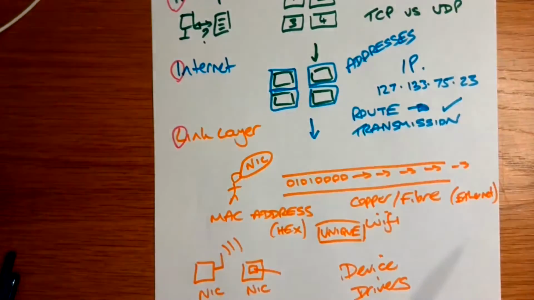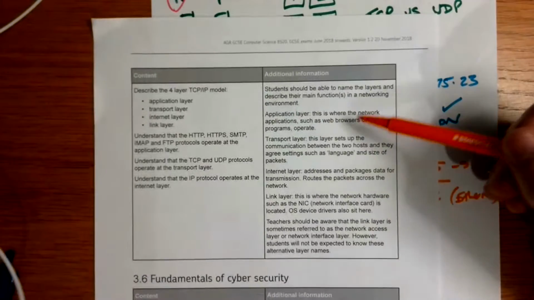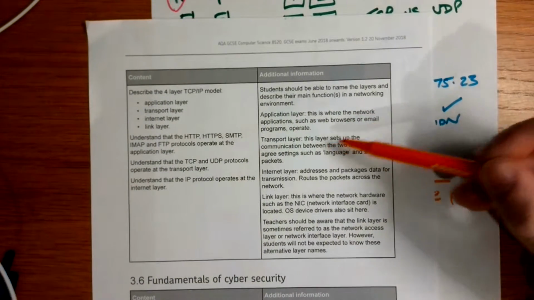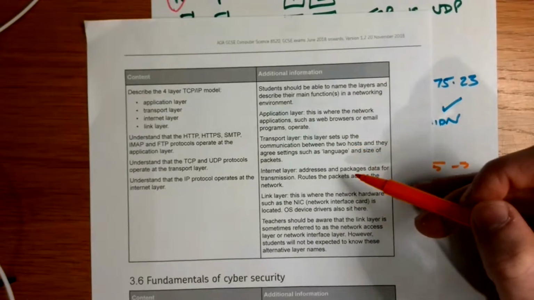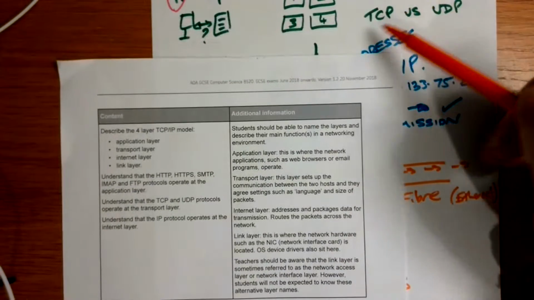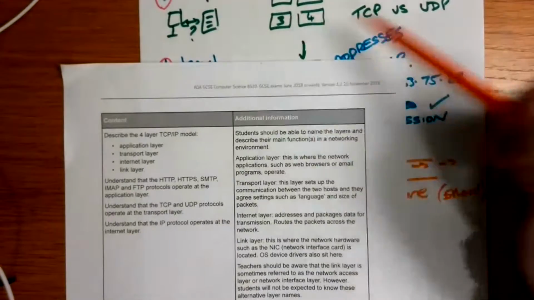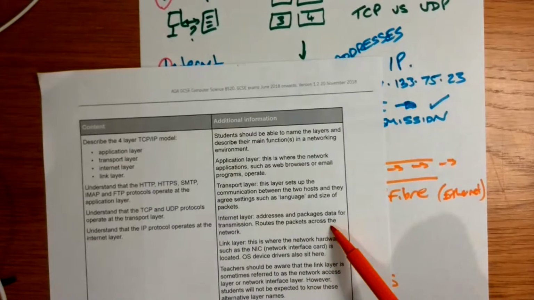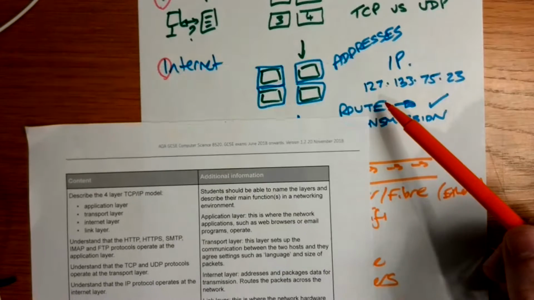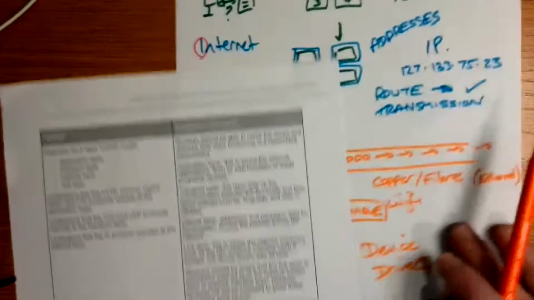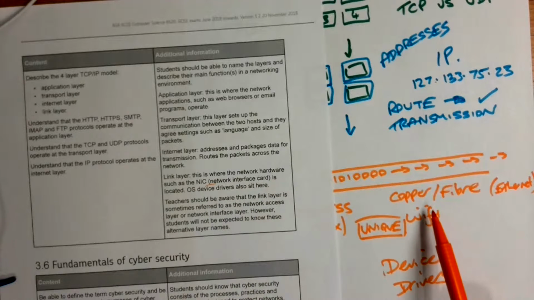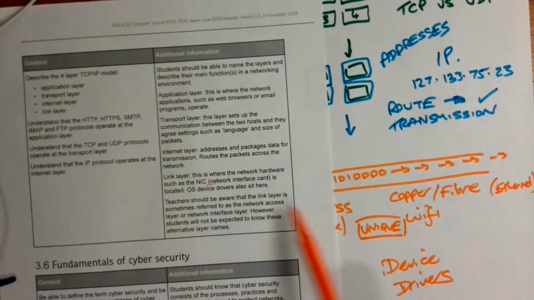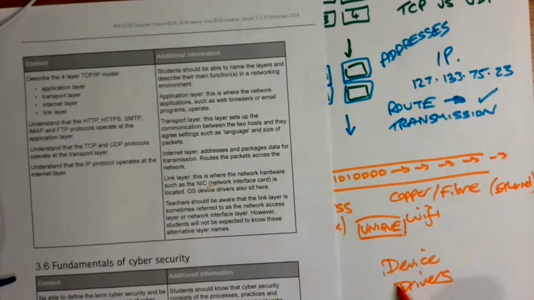So it says here, let's just recap. Application layer: this is where network applications such as web browsers and email programs operate. Transport layer: this sets up the communication between two hosts, and they agree on the language and the size of the packets. We've got the internet layer, which addresses the packets for transmission and routes the packets across a network. And then we've got the link layer, or the data link layer, which is where the network hardware, such as the NIC, is located. The operating system drivers also sit here.